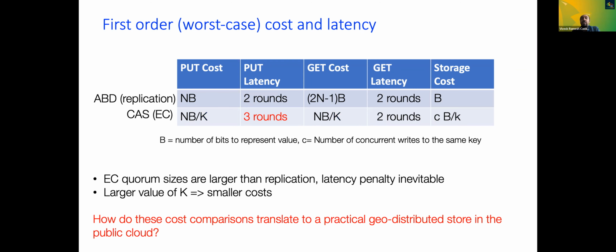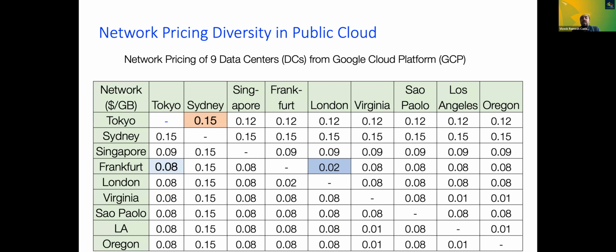The interesting question here is how these cost comparisons and insights translate to the geo-distributed setting in the public cloud. It turns out that in practice, the analysis is much more nuanced and not as clear-cut as presented in this table. To understand why this is, let's just see the network pricing information in this table. If you look at the highlighted boxes here, you can see that there can be 2 to 7 times difference in terms of cost, depending on which pair of data centers are talking to each other.